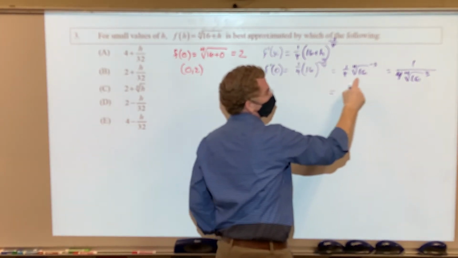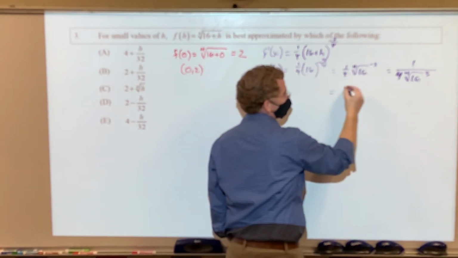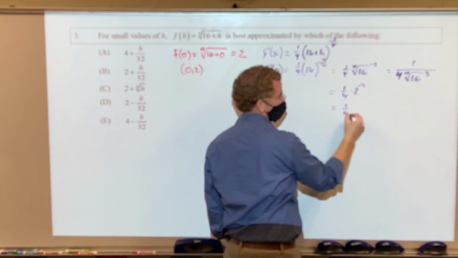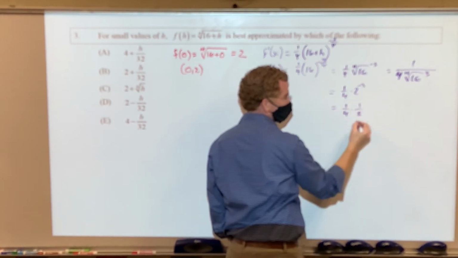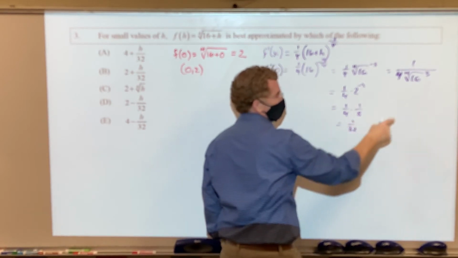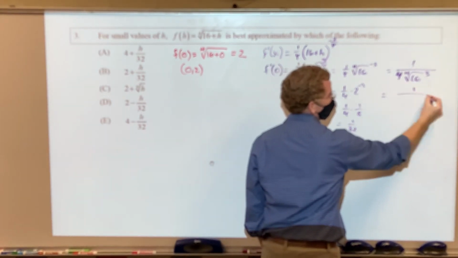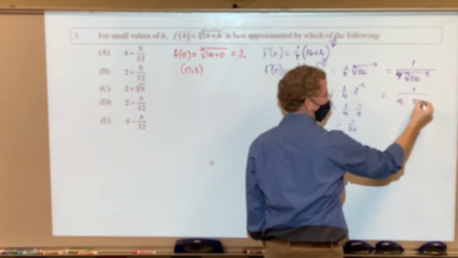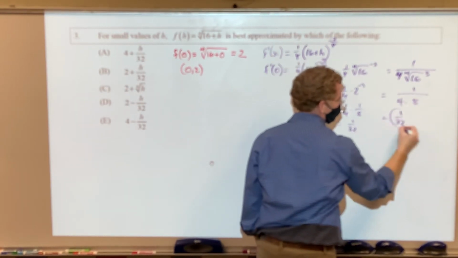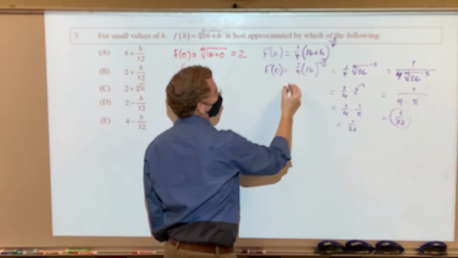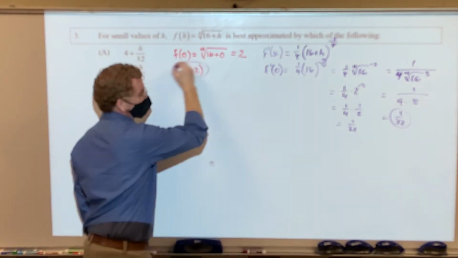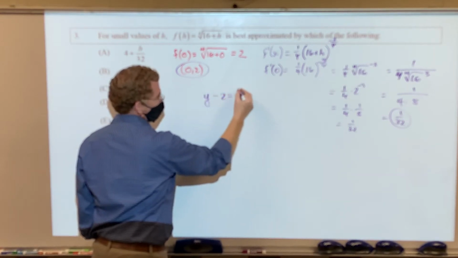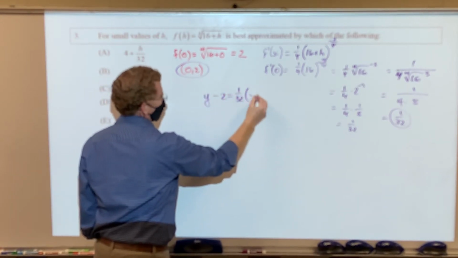If I'm thinking of it this first way, 4th root of 16 is 2. 2 to the negative 3 is what? 2 cubed on the bottom, and you get 1/32. If you're thinking of it this way, you're saying 2 cubed is 8, 8 times 4 is 32. But either way, you're getting a slope of that. Are you with me? So point, slope, y minus the y equals 1/32 x minus the 0.